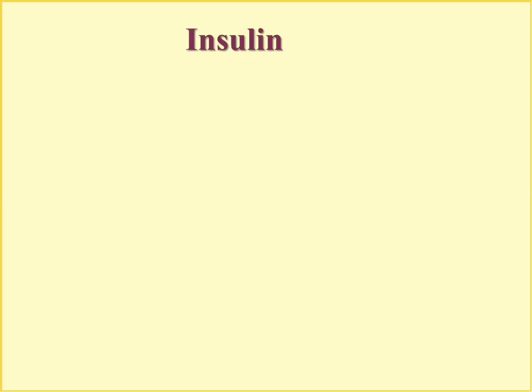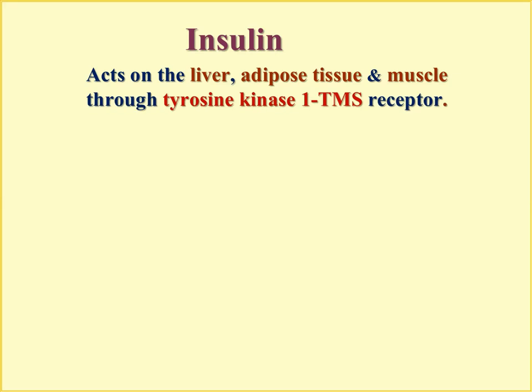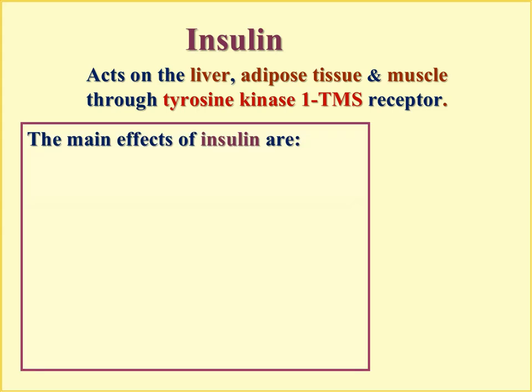Now let's observe all the effects of insulin. It has more effects and they are more complex, and it acts not only in the liver but also in the main insulin-dependent tissues, adipose tissue and muscles, and some other tissues as well. So insulin, as you remember, operates through a tyrosine kinase activating one transmembrane segment receptor. The main effects of insulin are, first, maybe it's better to mention that it acts on all types of nutritional substances, metabolism of proteins, fats, and carbohydrates.